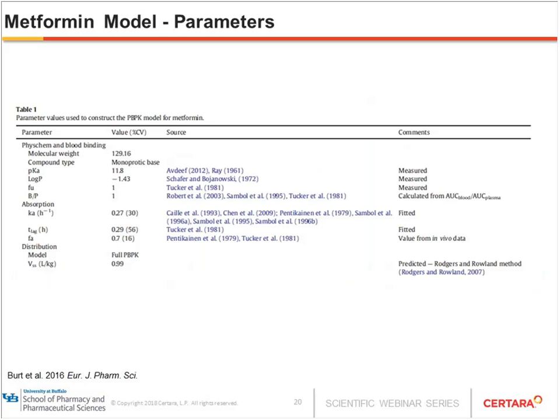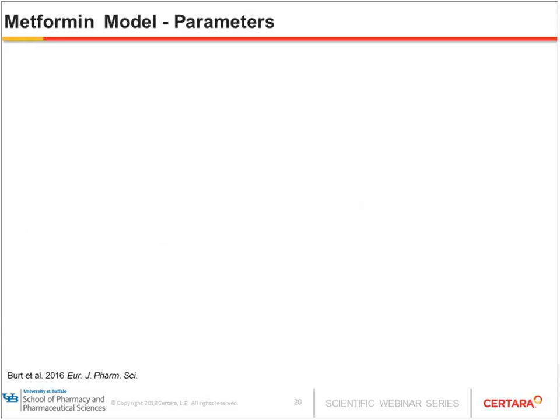So moving on to the parameters for the model, the first set of parameters is for the physiochemical and blood binding properties of metformin. You'll notice that fraction unbound for metformin is 1, so this compound is not bound. The absorption for metformin was handled by simple first order absorption Ka. There was a T lag, and of course fraction absorbed is incorporated. Distribution in the model again was handled by a full PBPK.